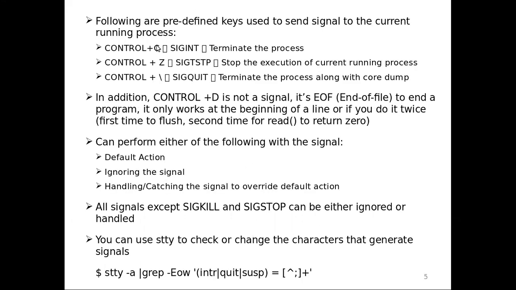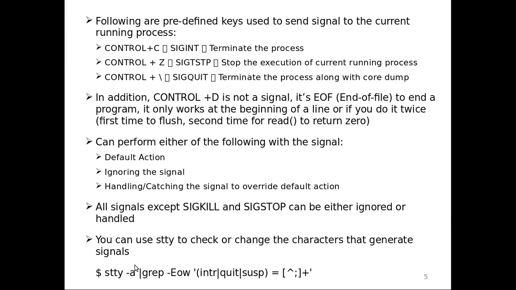Control C is SIGINT, control Z is the terminal stop, and this is SIGQUIT. As we have discussed, not all shortcut keys are signals. Control D is end of file. So this is how you deal with signals: the default action, ignoring the signal, or handling or catching the signal. As we discussed, SIGKILL and SIGSTOP cannot be either ignored or handled. This is the stty terminal setting, which you can see in the previous session.